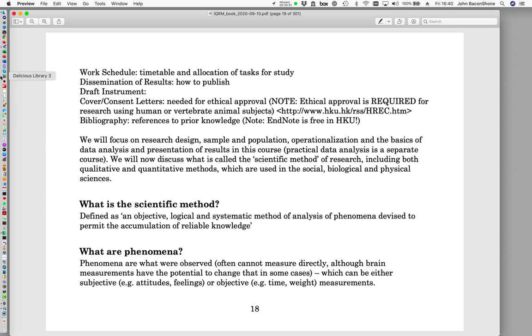So as I've summarized here, we're going to focus primarily on research design, sample and population, operationalization, the basics of data analysis, and presentation of results in this course. I also teach a practical data analysis course in second semester. That's a hands-on course. Hopefully, assuming we're able to run it in the classroom, it will be run in the statistics department lab. If not, we will run it using Zoom in a small group.